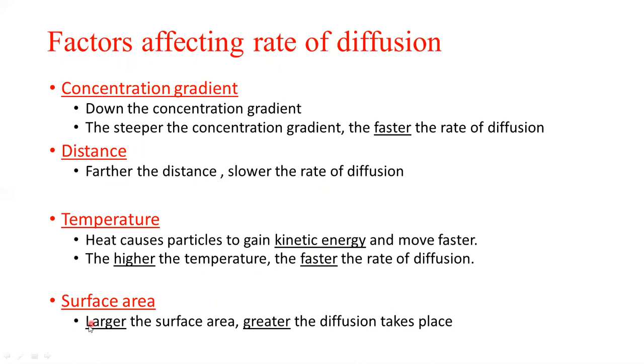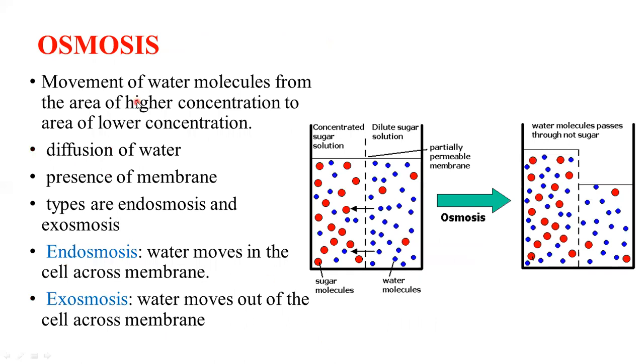Surface area: the larger the surface area, the greater the diffusion. Number two, osmosis. Osmosis is the movement of water molecules from an area of higher concentration to an area of lower concentration. In osmosis, diffusion of the water takes place, and the requirement is a membrane, which in most cases is a selectively permeable membrane.